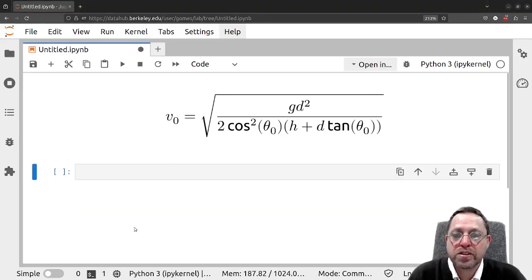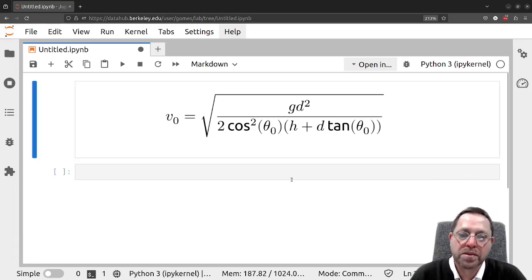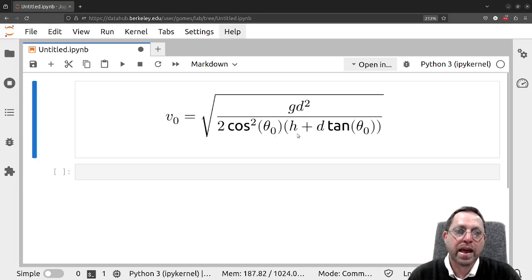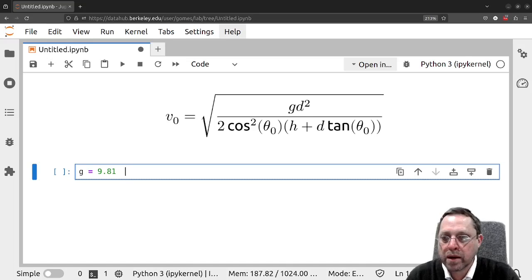Here's a Jupyter notebook that is mostly empty except for this image that reminds us of the formula. And I like to begin by defining all of the constants that are involved. So we have g, the acceleration of gravity, d, the distance to bounce, theta naught, the initial angle, and h, the height above ground. So let's define those. So g is 9.81 meters per second squared.